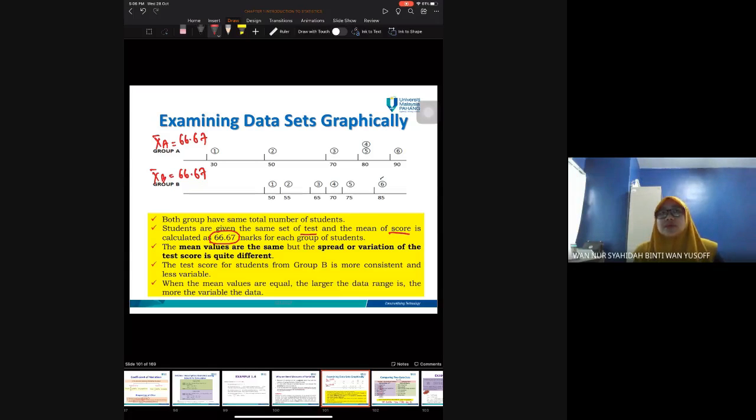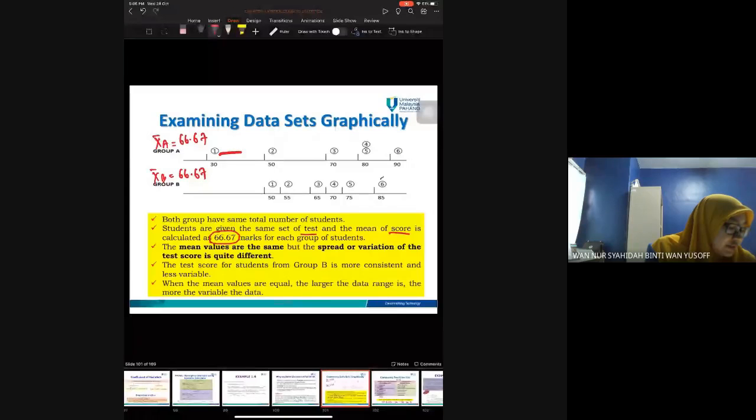Okay, to discuss which data is better, that's why we go to the variability or variation. By illustration, we can see that group A is more spread. If you can see here, the distance between the data here is larger than group B. So we can say here, group B is more consistent than group A.